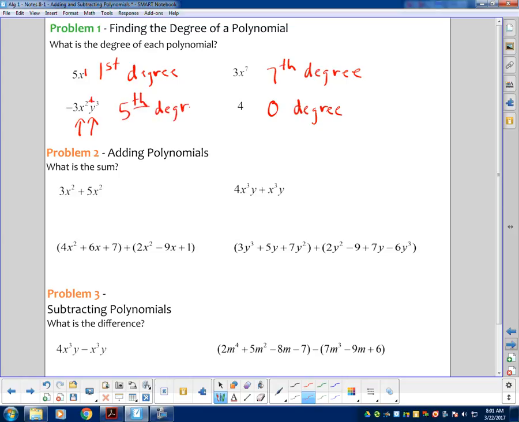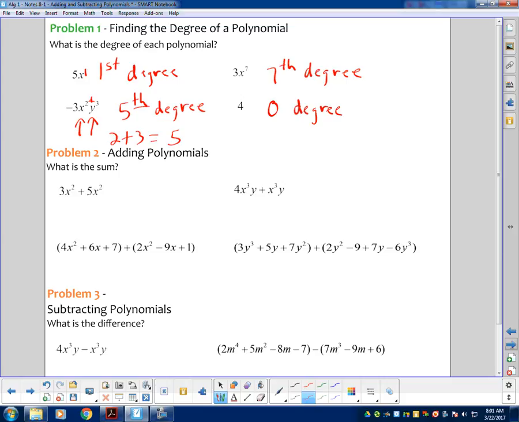So let's write that down. 2 plus 3 gives me my degree. So you add all the powers on the different variables in that single term. Now, when you have multiple terms in there, you would look to the single term that has the highest sum of the powers on the variables.